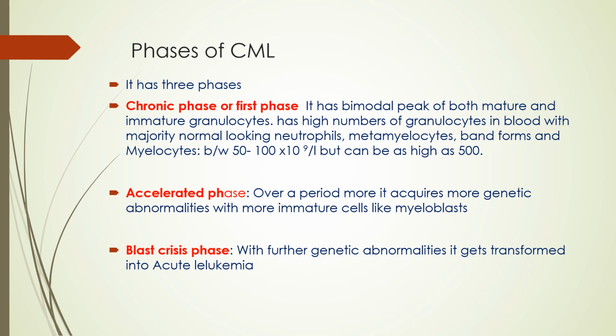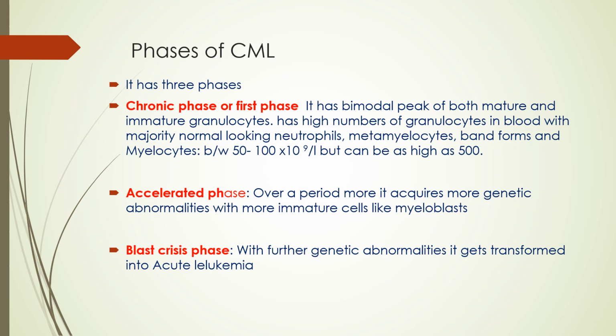Let us see the phases of CML in the clinical course of the disease. It has three phases: the chronic phase or the first phase, the accelerated phase or the second phase, and the blast crisis phase. The first is the chronic phase, in which most of the patients present. It is also called the latent phase. Usually most of the patients are asymptomatic, without any symptom of the disease.